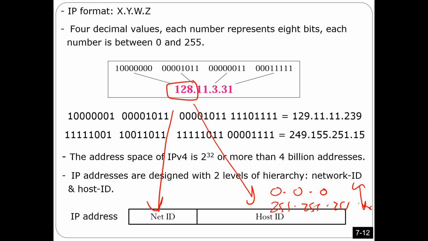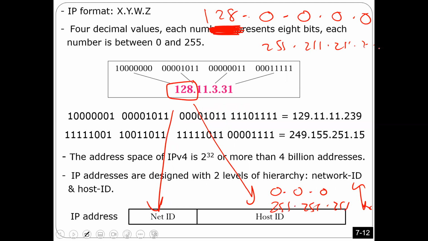That means this network has addresses 128. This part is common, this is the main part. This part is common for all computers in this network, and then you change this one from 0.0.0 until 255.255.255. Okay, you'll understand why we made it this way for sure. Any questions? And maybe you don't need to wait until you understand why. I made it this way because the outside world will see me as a network as only one, as 128. You understand what I'm saying? They're using only one address.